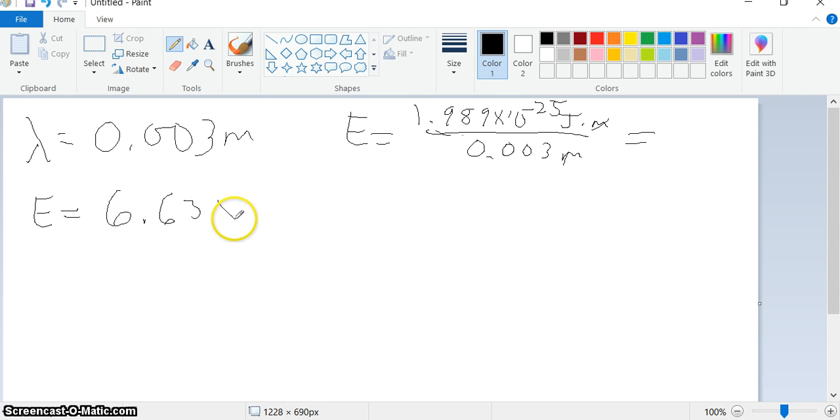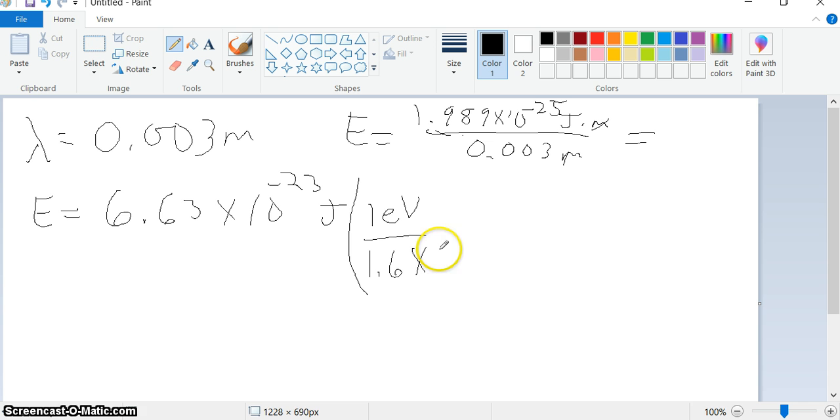6.63 times 10 to the minus 23rd, and it's of course joules. And so you can convert that directly, right? If you remember the conversion between joules and electron volts, 1 electron volt is 1.6 times 10 to the minus 19th joules. And of course the joules cancel.